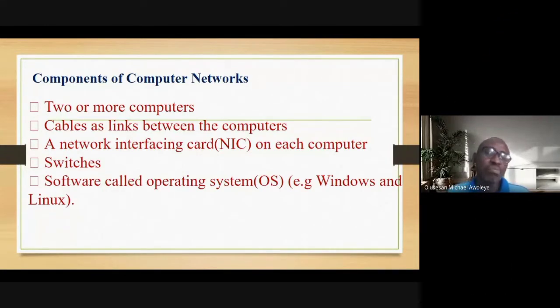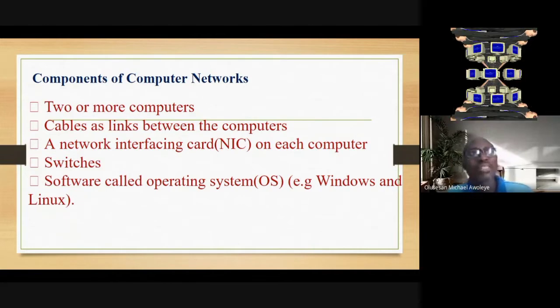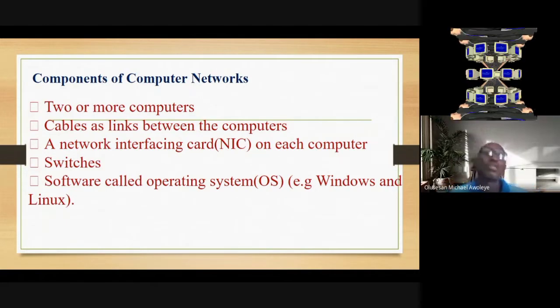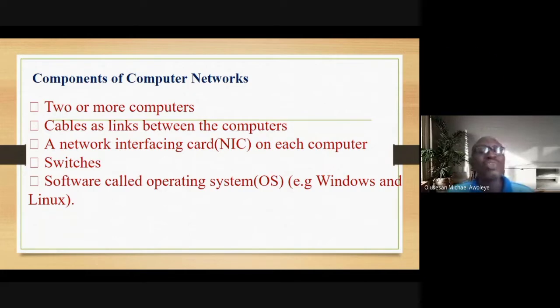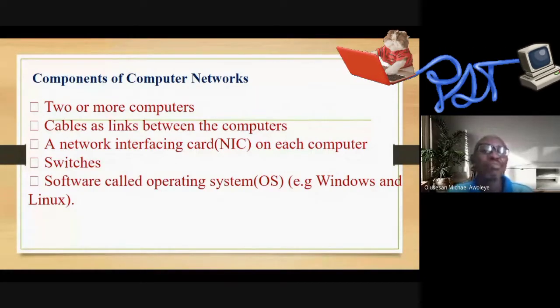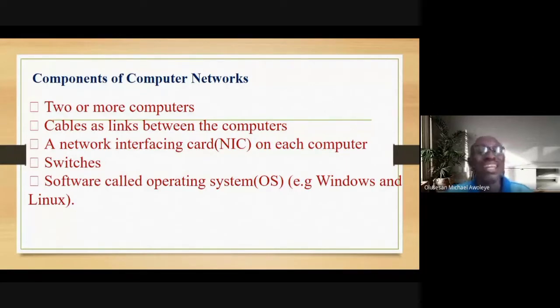But then the minimum that you need to set up a computer network is 2 computers. And then you can have 3 computers, 4, 5, 20, 30, 50, 100, 1000, and much more. Then you also need cables as links between the computers. You need cables at least to link the computers together.